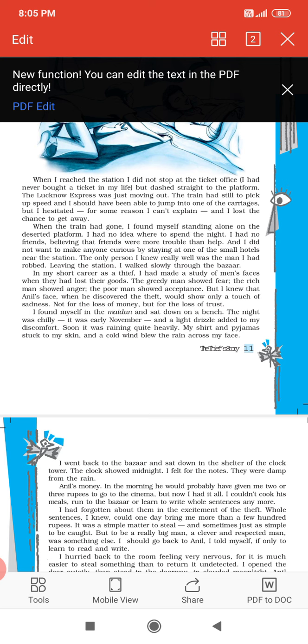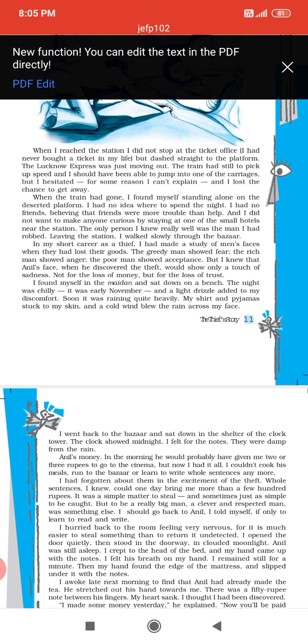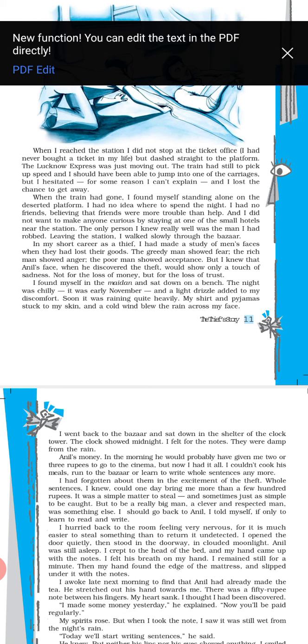Okay, I found myself sitting in the Maidan. Then he says the night was chilly. It was early November, and a light drizzle added to my discomfort. I was already feeling discomfort. What discomfort is he talking about? He's talking about internal discomfort, isn't it? There was that pang of guilt inside him that was troubling him. He was feeling guilty because he has robbed the person who has trusted him the most. No one has ever trusted him so much. No one has ever tried to teach him to read and write. Nobody has ever thought of him as close as Anil did. So there was some kind of discomfort, and the external weather was also adding more discomfort.